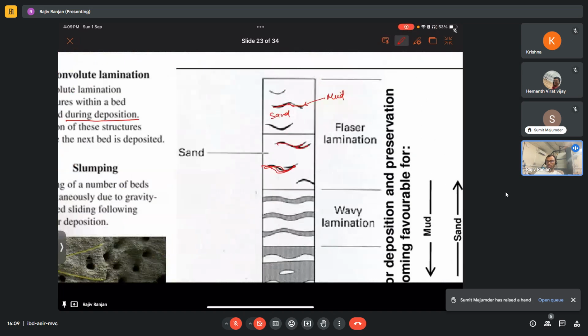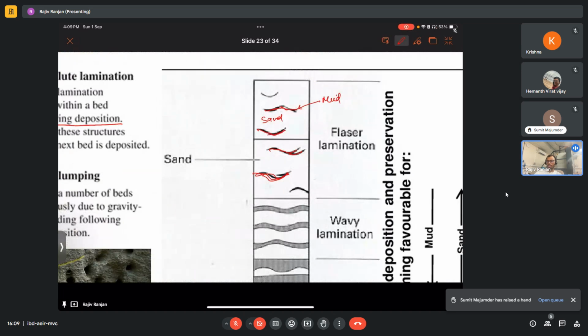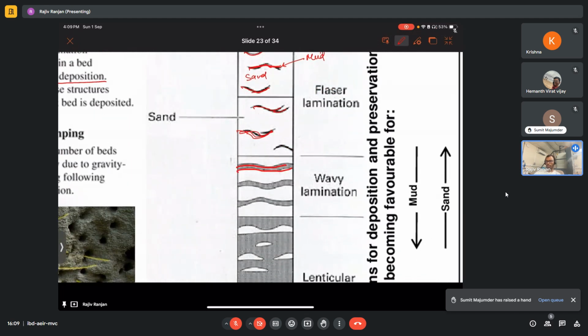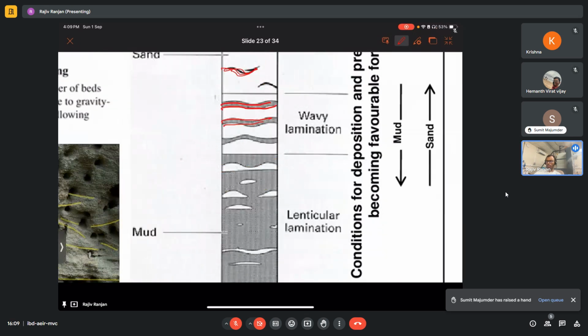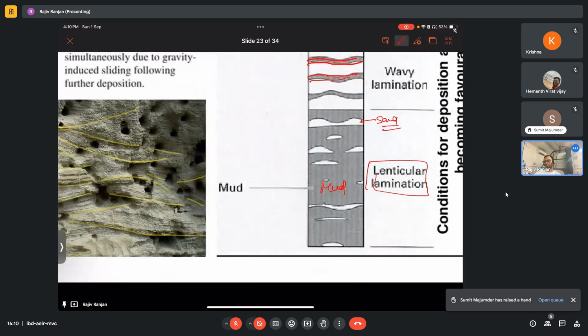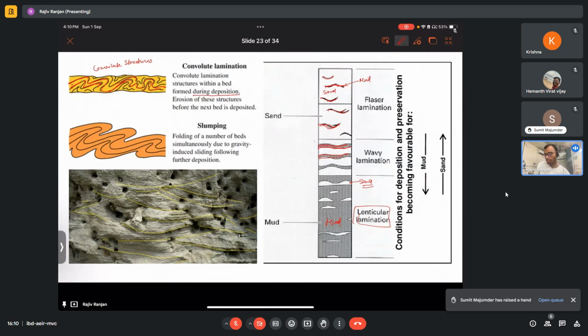And remember, this is not continuous. The flaser bedding is discontinuous. But in wavy laminations, you will see a continuity. And the opposite happens in the case of lenticular laminations, where mud becomes matrix and sand becomes this lenticular type.